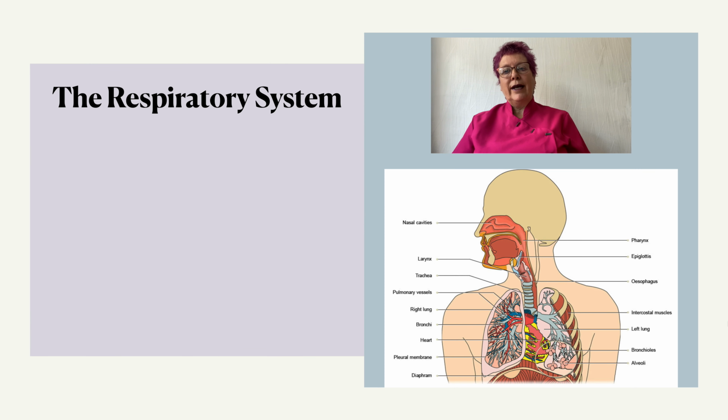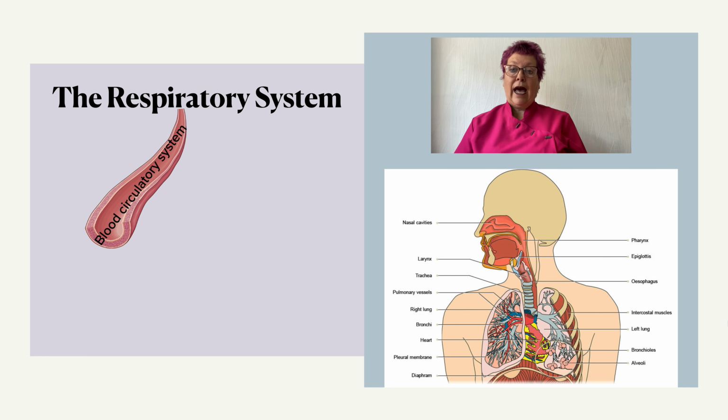Let's take a look now at the respiratory system. This too has a connection with the blood circulatory system. How? Well, we know that the respiratory system is about taking in air, about taking in oxygen. And this oxygen travels around the body in the blood, attached to the red blood cells. Also travelling around the body is deoxygenated blood. And this moves through the body towards the heart.